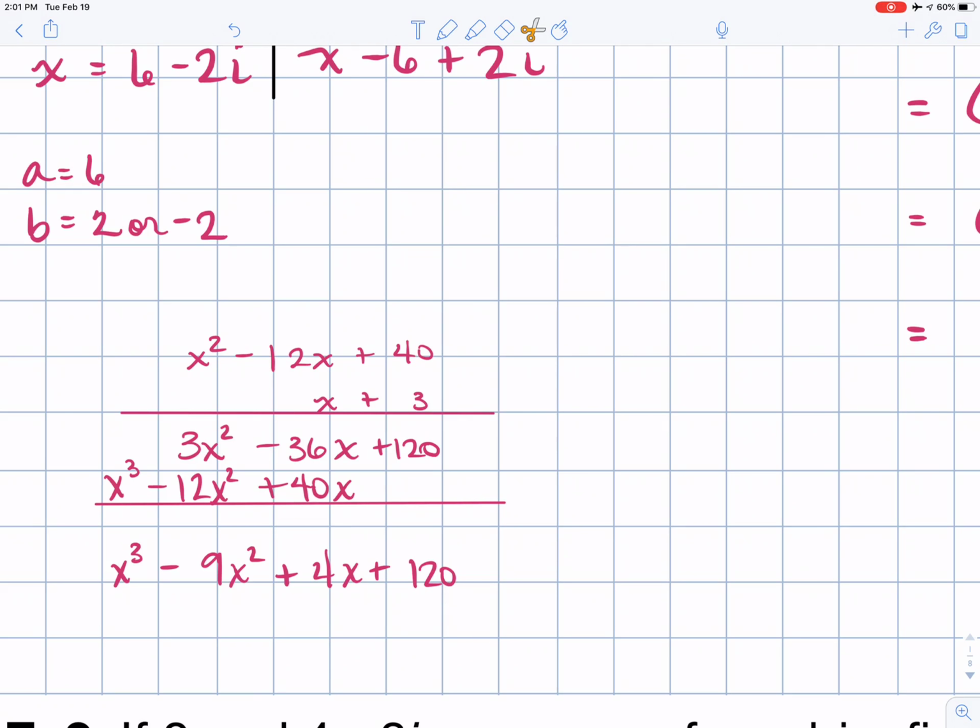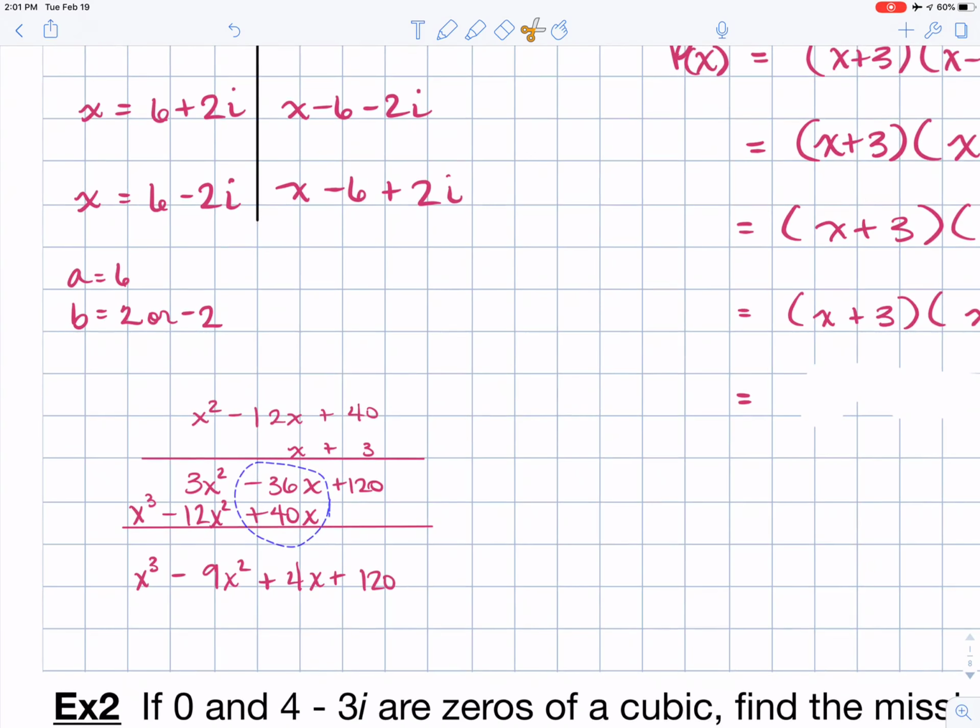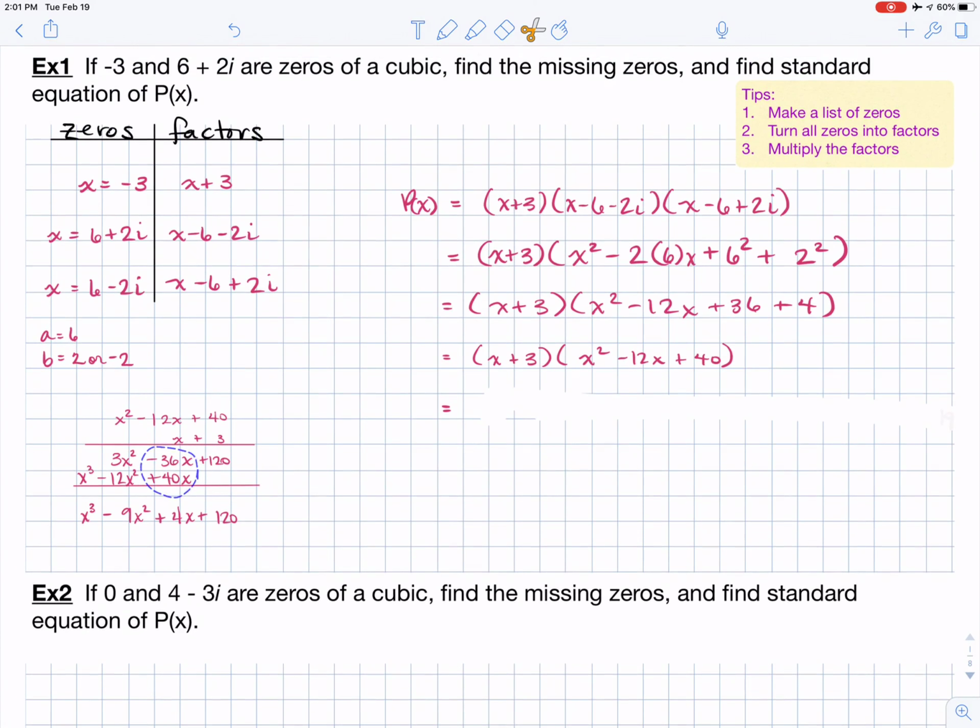And then I'm going to take these two lines. I've lined everything up by like terms, and I'm going to add them together. So I have my x cubed. These two, when you add them together, gives you your negative 9x squared. Add these together, you get your positive 4x, and then your positive 120. So my very last line then is going to be that x cubed minus 9x squared plus 4x plus 120. And that is the part of the directions that says that I'm supposed to find the standard equation of p of x. Standard equation is where everything is multiplied out. So this guy right here would be my standard equation of p of x.